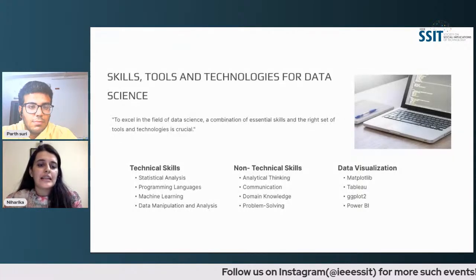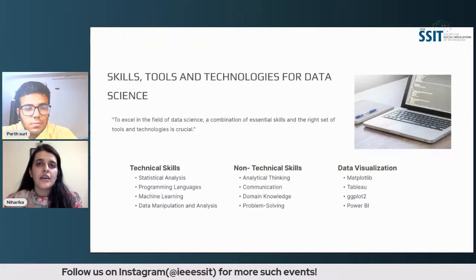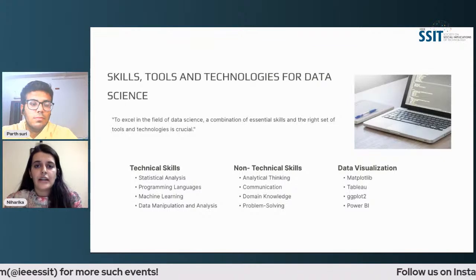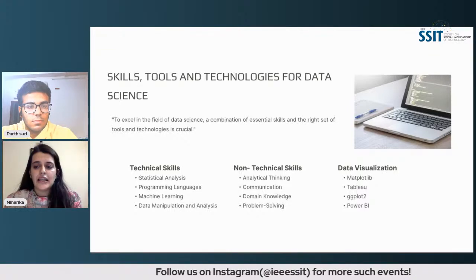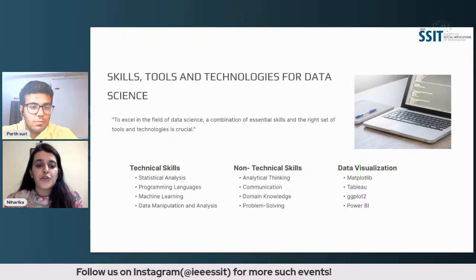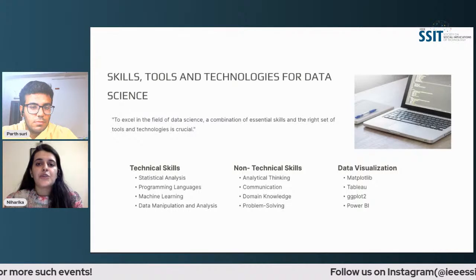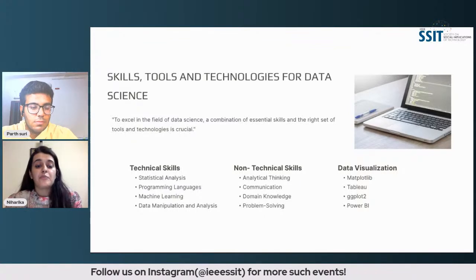So the first one is technical skills. In this, we have statistical analysis. Both statistics and mathematics are crucial for data science. You can say they are the backbone of data analysis and machine learning algorithms. So you should be familiar with terms like probability and hypothesis testing, and based on these, you can easily build models and draw conclusions.